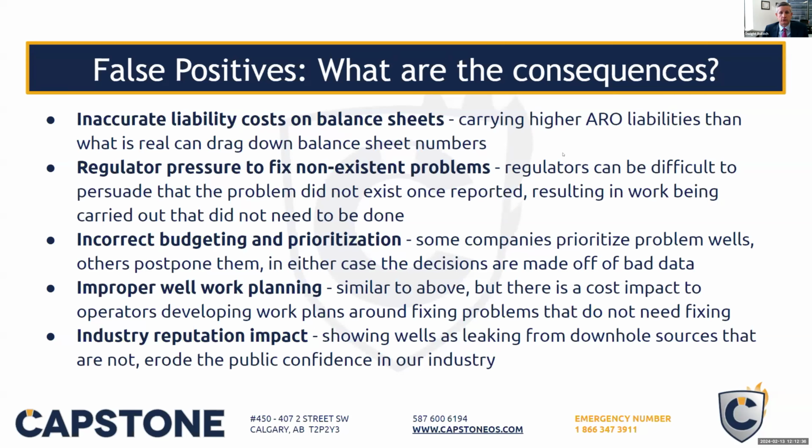Some companies will prioritize problem wells. The lion's share of the clients that I find actually postpone their problem wells. But if you're dealing with inaccurate data in either case, that's not the best choice. Improper well work planning, similar to above, your budgeting and prioritization. But when you're planning work to do that doesn't necessarily need to be done, there's a cost implication to that. You're doing much more programming and thinking your way through execution of wells that didn't actually have a problem that needed to be solved. There's a cost to that.